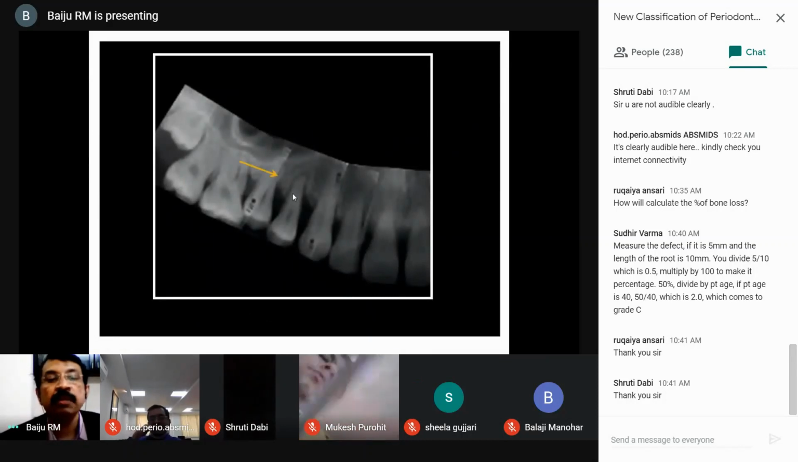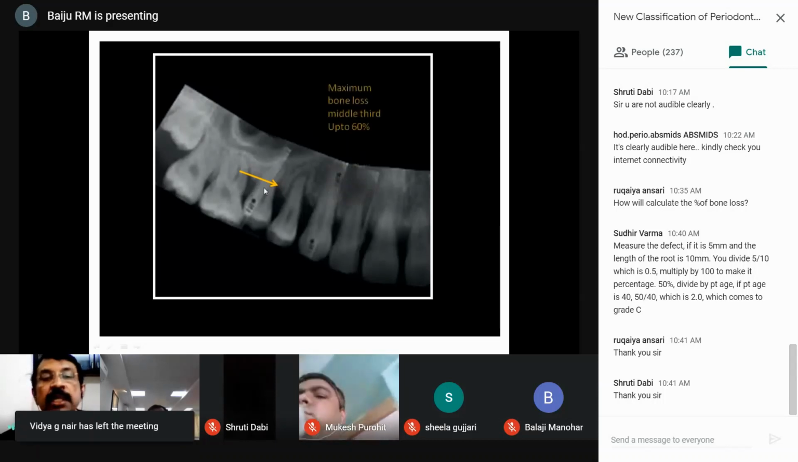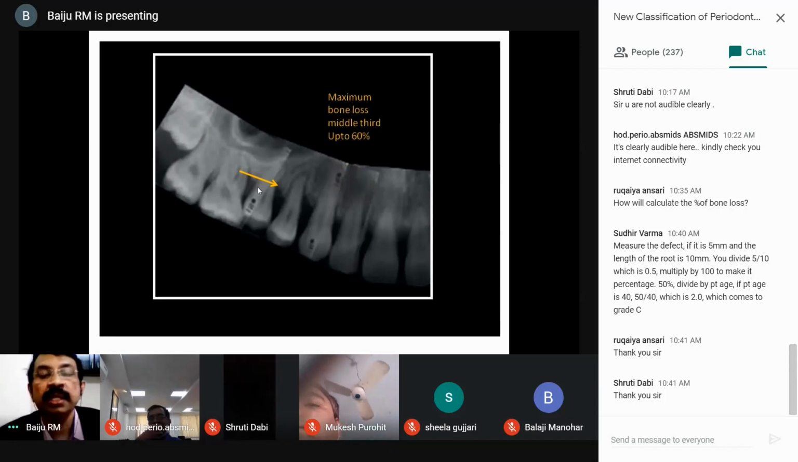In this patient, the worst site is the 16-15 region. In the 15-16 region, the bone loss has reached up to the middle third. When you look at the premolar or even the first molar, you can say that up to 60% of the root is exposed. 60%.